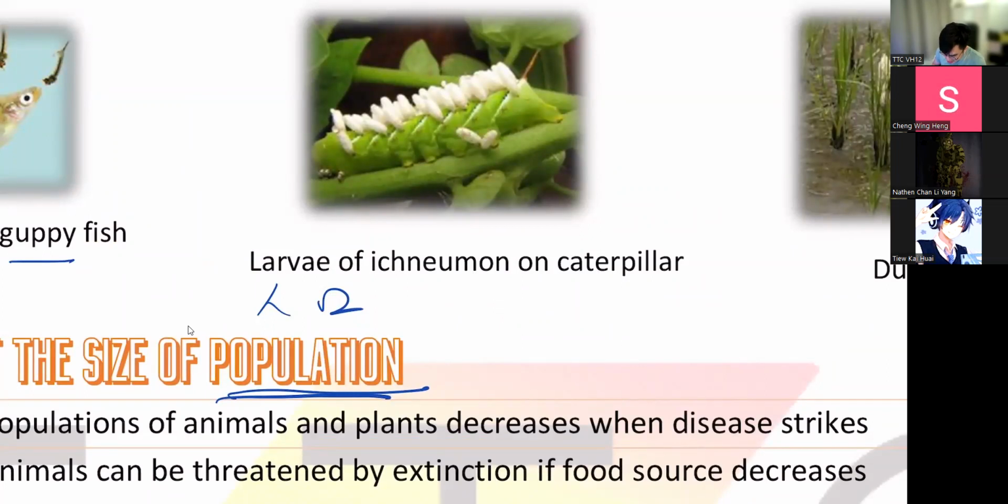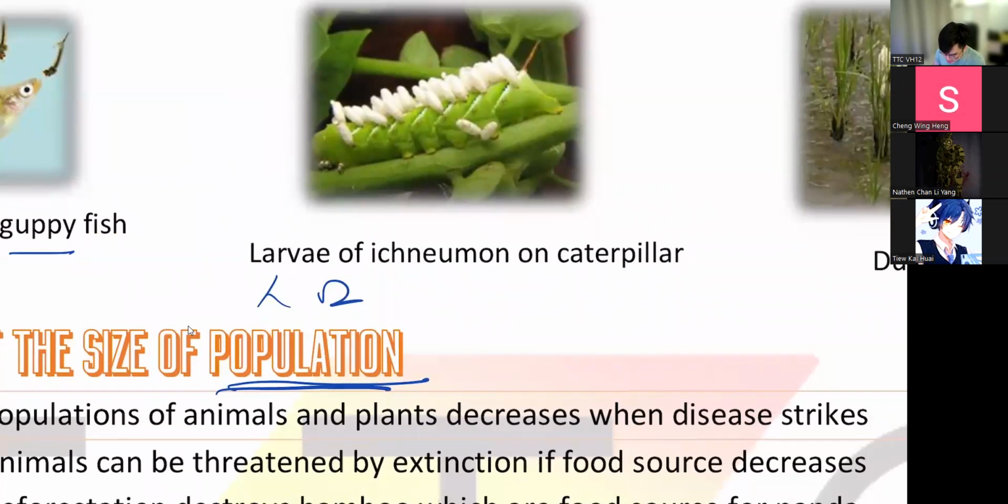This Ichneumon is a wasp. Do you know what is a wasp? 大黄蜂. Okay, as in the nasty version of bee, right? Bees are cute, wasps are not cute. So this wasp, you know what they will do? They will go to the caterpillar, they will lay eggs on them. Oh my god, this is so freaking disgusting.